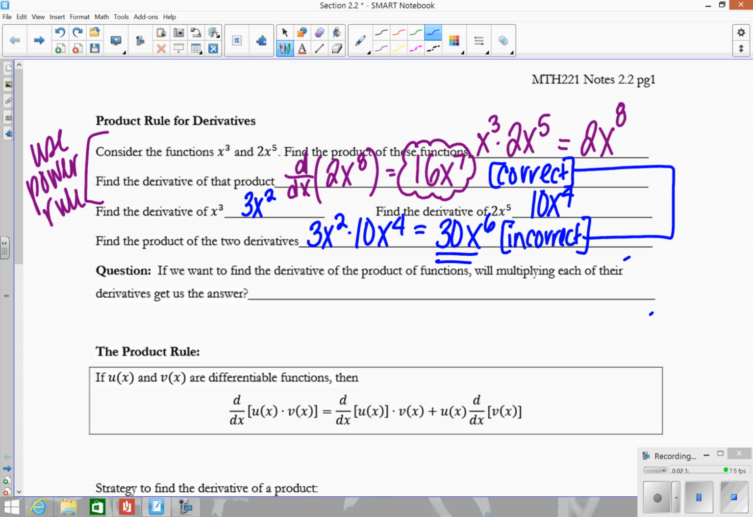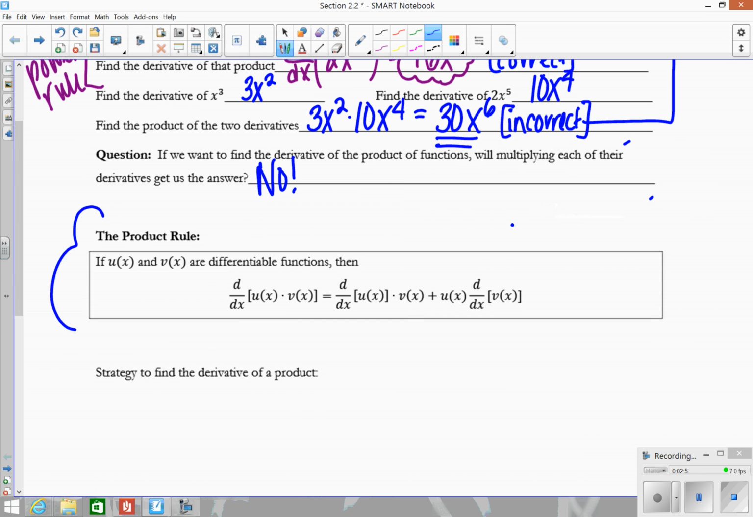The question down here asks us, if we want to find the derivative of the product of functions, will multiplying each of the derivatives get us the answer? The answer to that question is no, because we got two different answers. So there's got to be another way, because what happens if we can't multiply these easily? Up here it was easy to multiply the two functions first and then apply the power rule. But what if it were something more difficult, like x plus 2 raised to the 6th power times x minus 1 raised to the 7th power? You wouldn't want to have to multiply all that out. So we have a rule for it, and it's called the product rule.